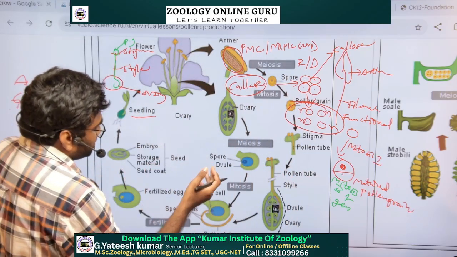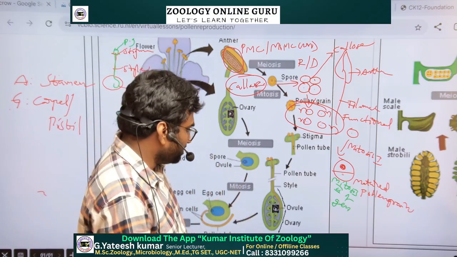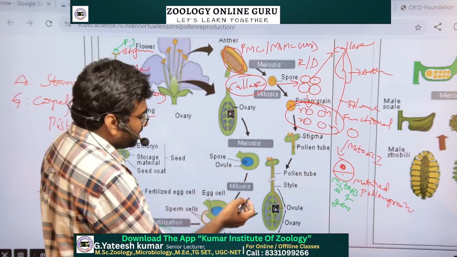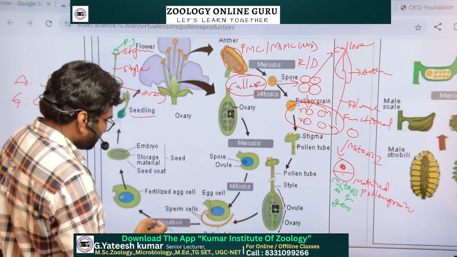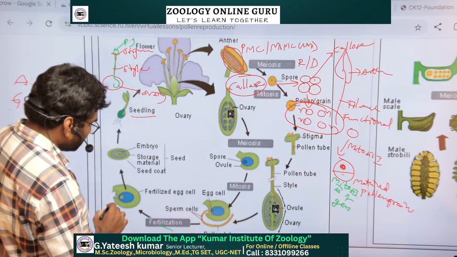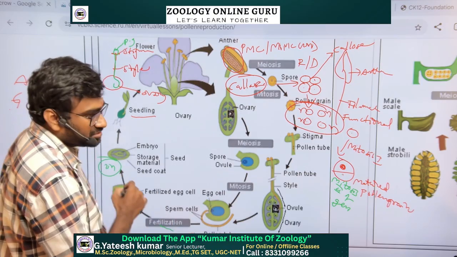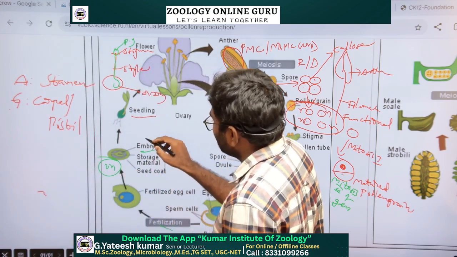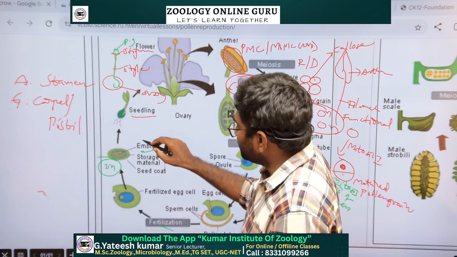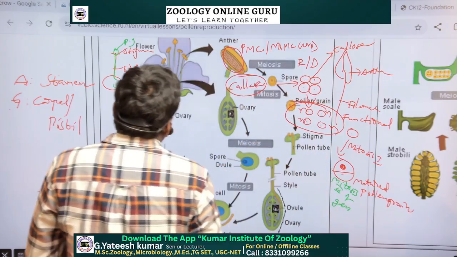Due to fertilization, the egg cell fuses with the male gamete, and a zygote will be formed, which is diploid in nature. From the zygote, an embryo is formed. From the embryo, a small plantlet is formed. From the plantlet, a complete plant is formed, right.